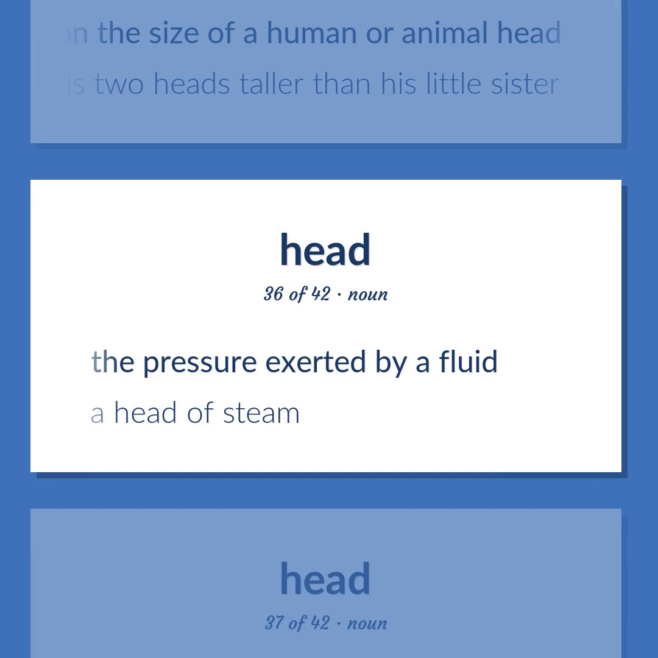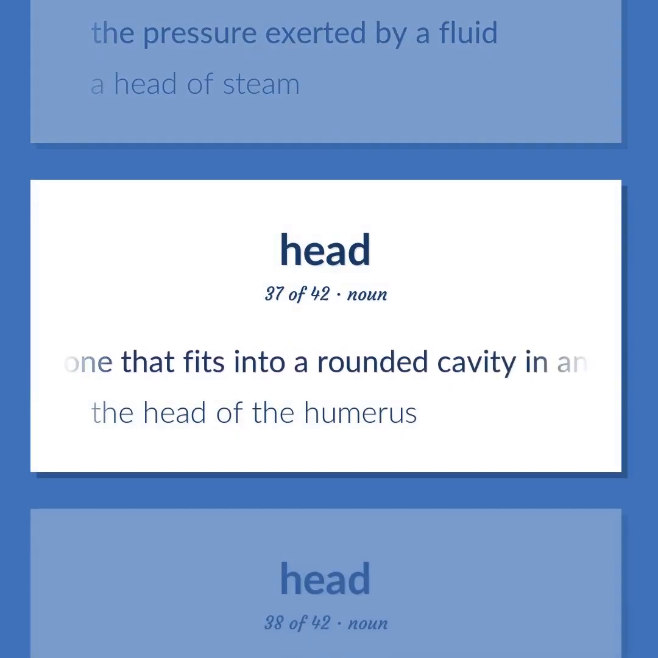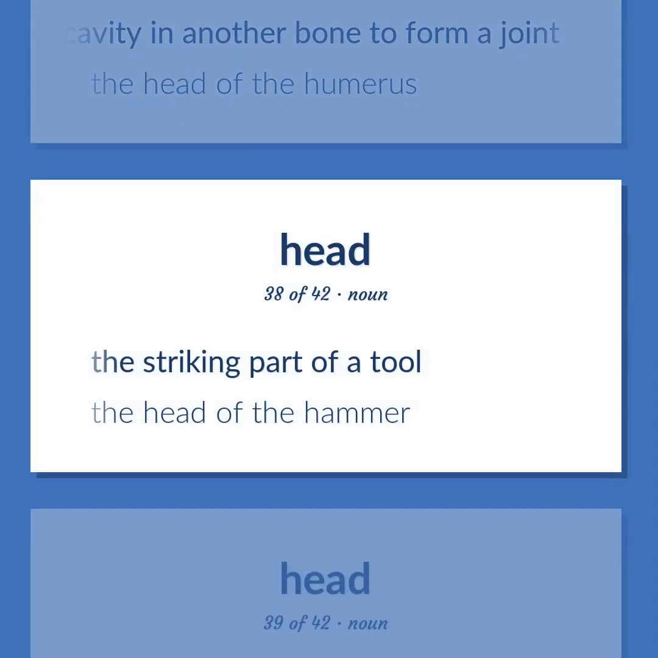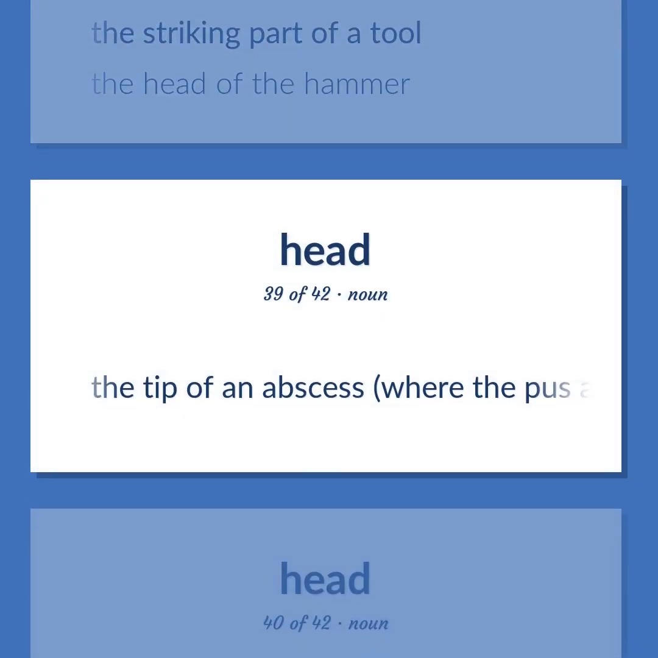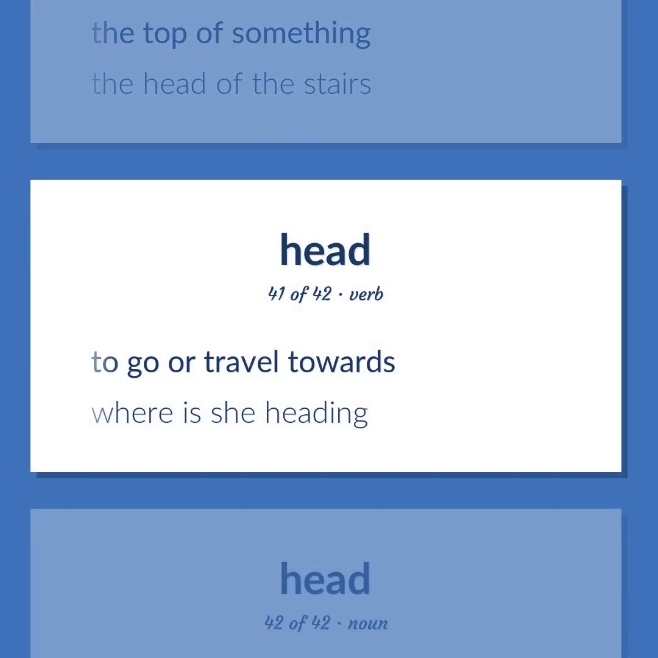The pressure exerted by a fluid. A head of steam. The rounded end of a bone that fits into a rounded cavity in another bone to form a joint. The head of the humerus. The striking part of a tool. The head of the hammer. The tip of an abscess, where the pus accumulates. The top of something. The head of the stairs. To go or travel towards. Where is she heading?